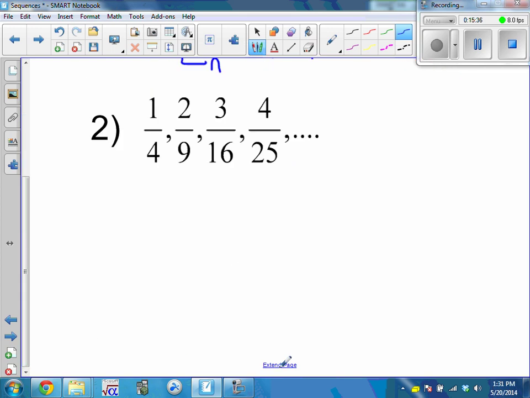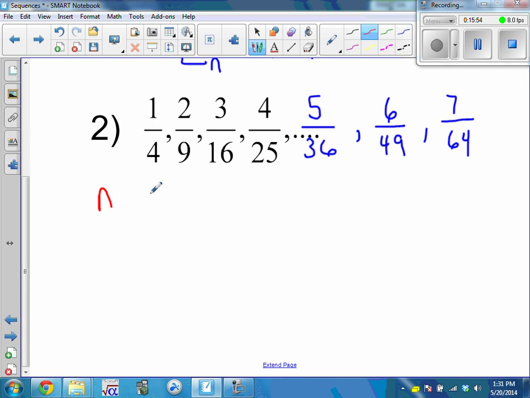Let's go to the next one. What is the pattern? So first we figure out the pattern. This is 5 over 36, 6 over 49, 7 over 64. And now let's think about what the n is. This is my first term, my second term, my third term, my fourth term, my fifth term. So how can I determine the pattern? Can my brain figure out the pattern? Well, the top is just n. That's pretty easy. 1, 2, 3, 4, 5.